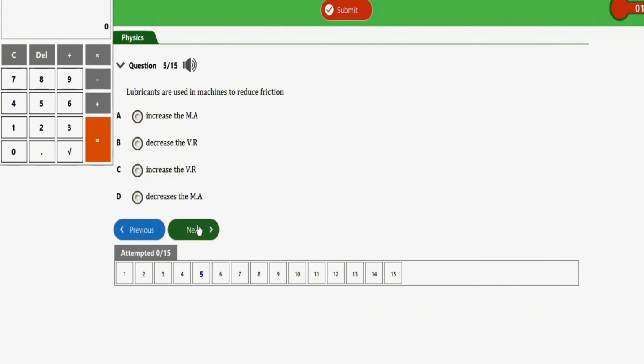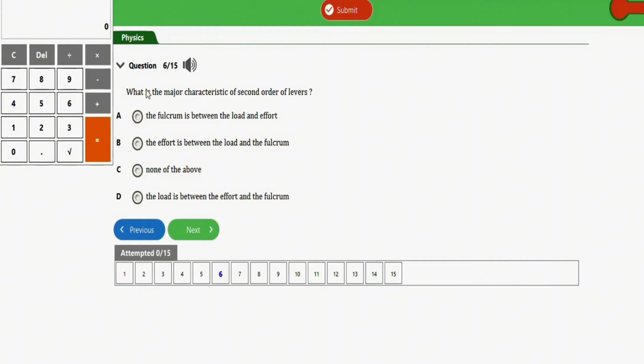The next repeated question says, what is the major characteristic of second order levers? The fulcrum is between the load and effort. The effort is between the load and the fulcrum. None of the above. The load is between the effort and the fulcrum. The right option is option D. The load is between the effort and the fulcrum for a second class lever.